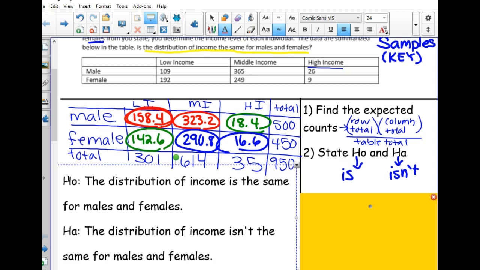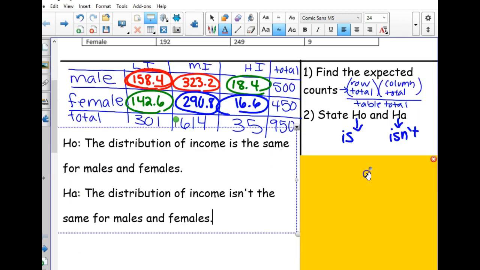All right, are we ready to move on? Okay, let's do it. The next thing we need to actually do now is figure out that chi-square.